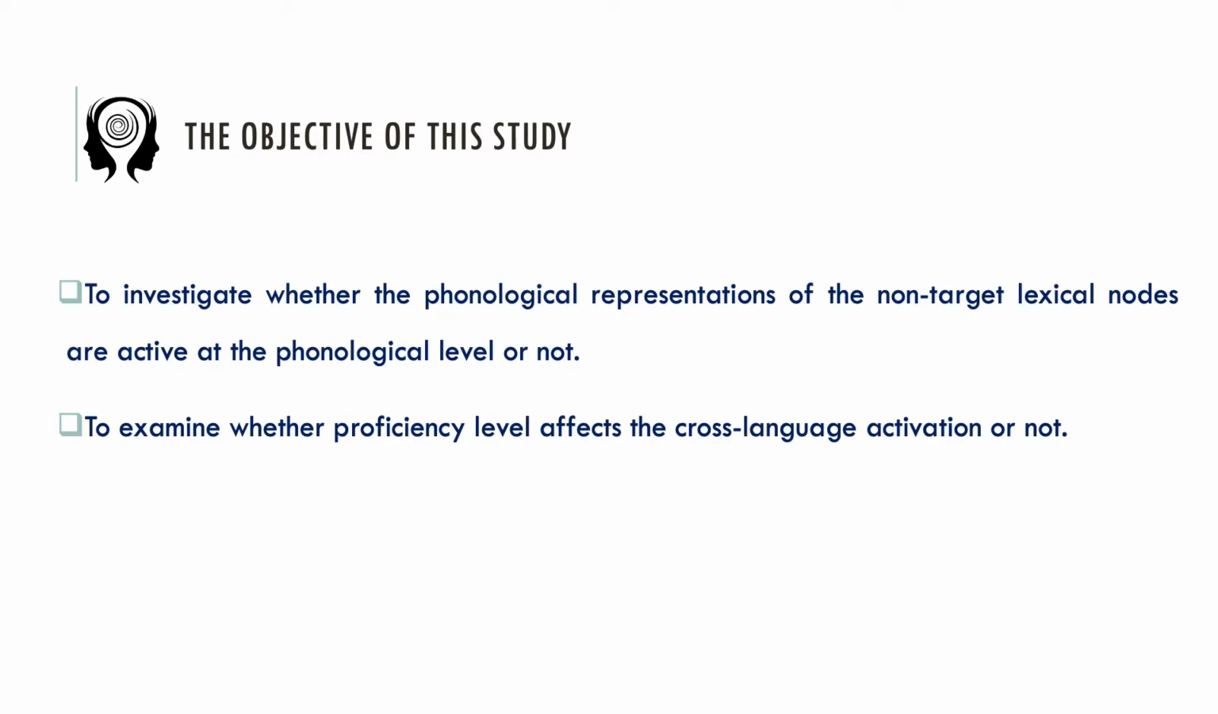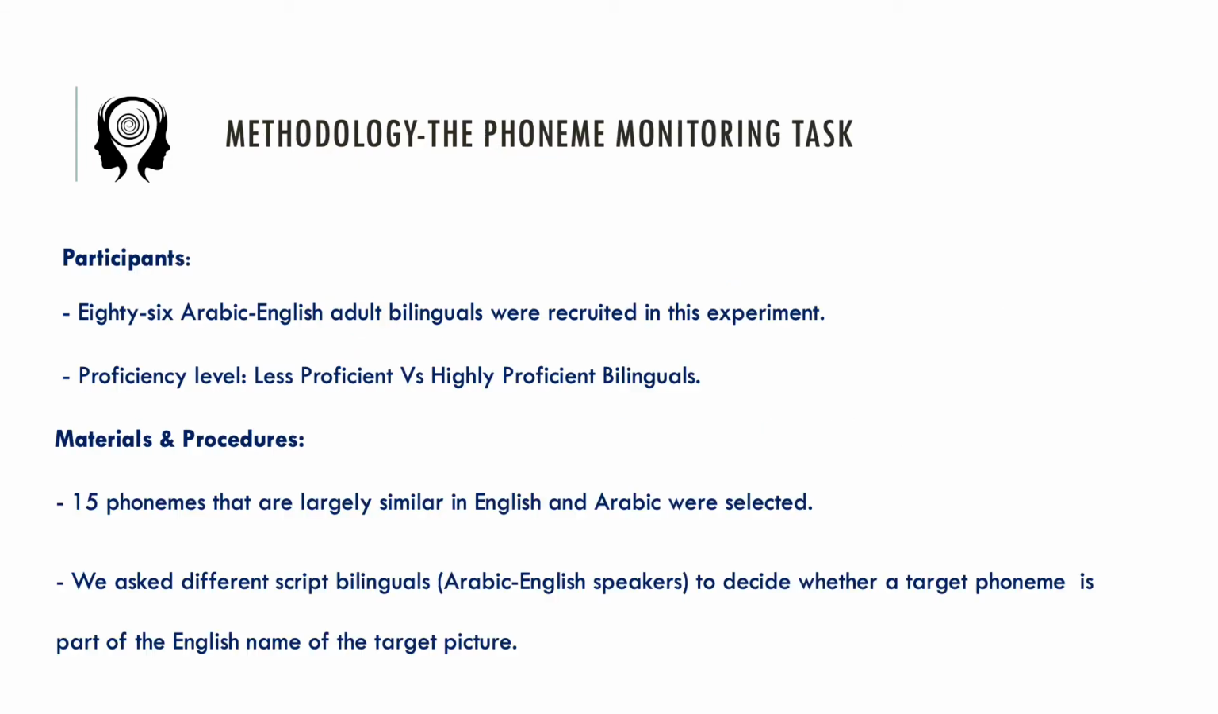We have two objectives for this study. The first one is to investigate whether the phonological representations of the non-target lexical nodes are active at the phonological level or not. The second objective is to see whether the proficiency level affects the cross-language activation, this parallel activation, in other words, or not.